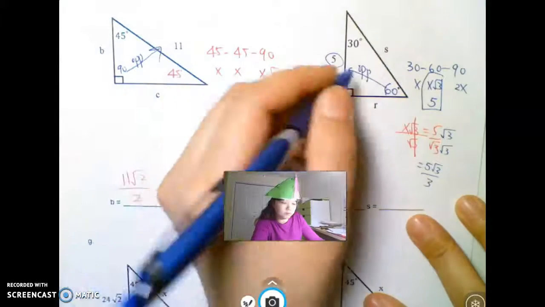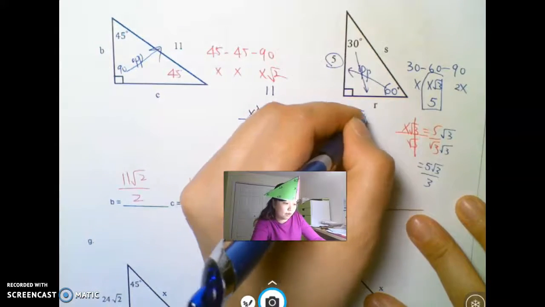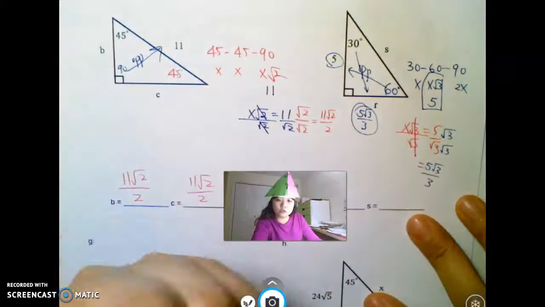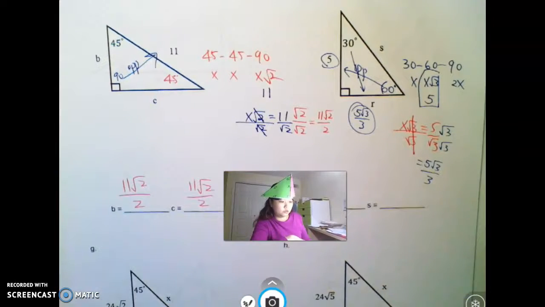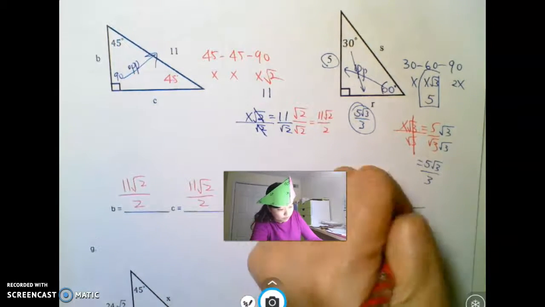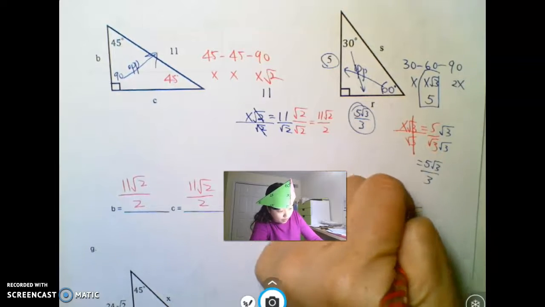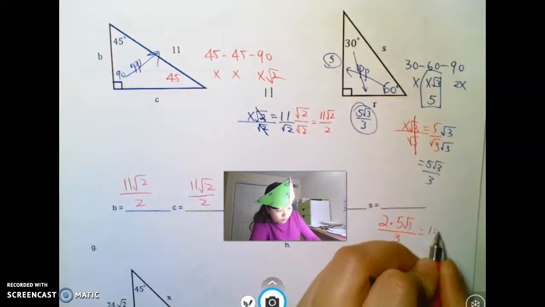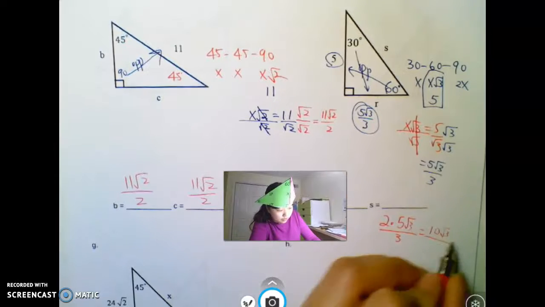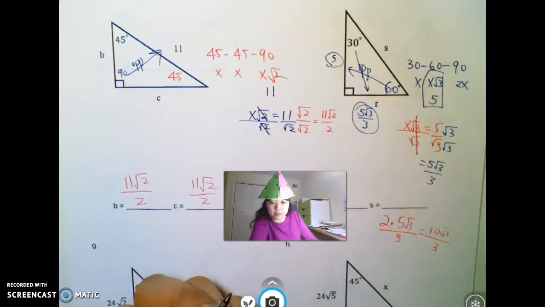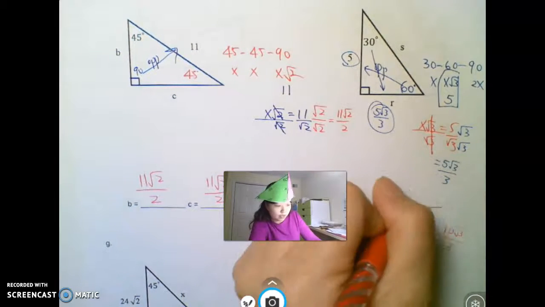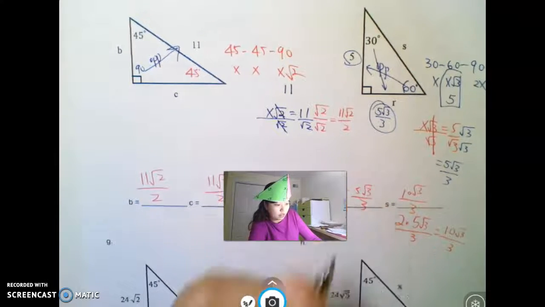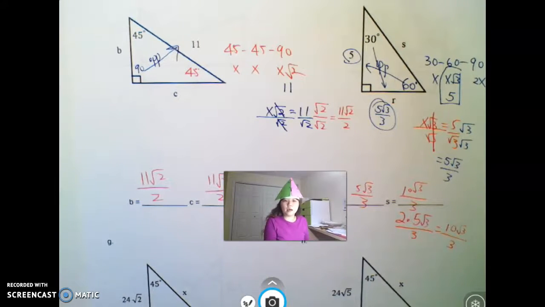So that is the opposite of 30, which is r. 5 radical 3 over 3. Now, to get to the s, you want to do 2 times that. So 2 times 5 root 3 over 3. All you have to do is multiply the outside numbers together. Inside stays the same. Denominator stays the same. So that would be the s. And r was that. There you have it.